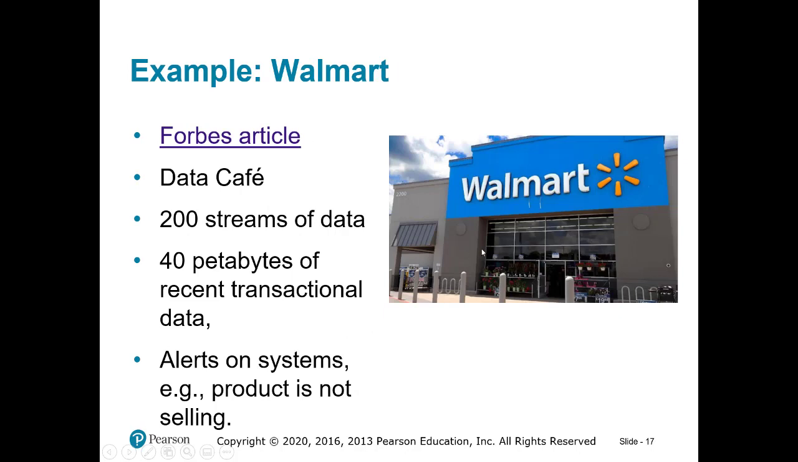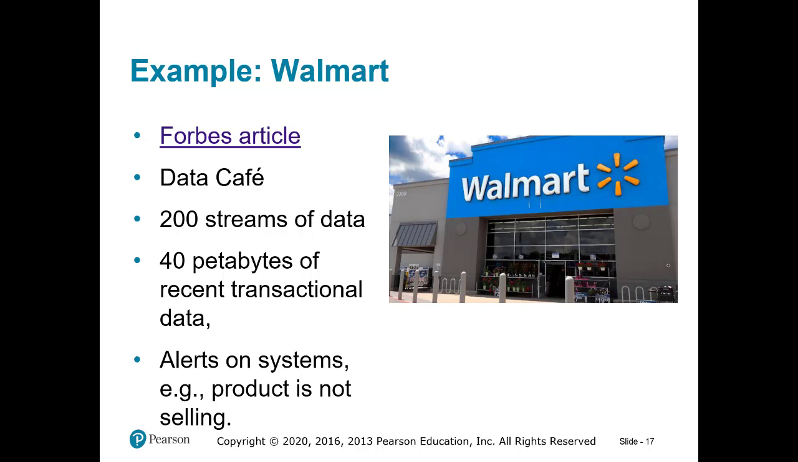So here's a little example for you. This is from a Forbes article I linked to if you look at the slides. Walmart have this kind of data aggregation tool they call Data Cafe. It basically has a lot of data. It has 200 different streams. So this is things like Walmart's social information, their web information, their sales information, their stock information, all coming into this big data warehouse.